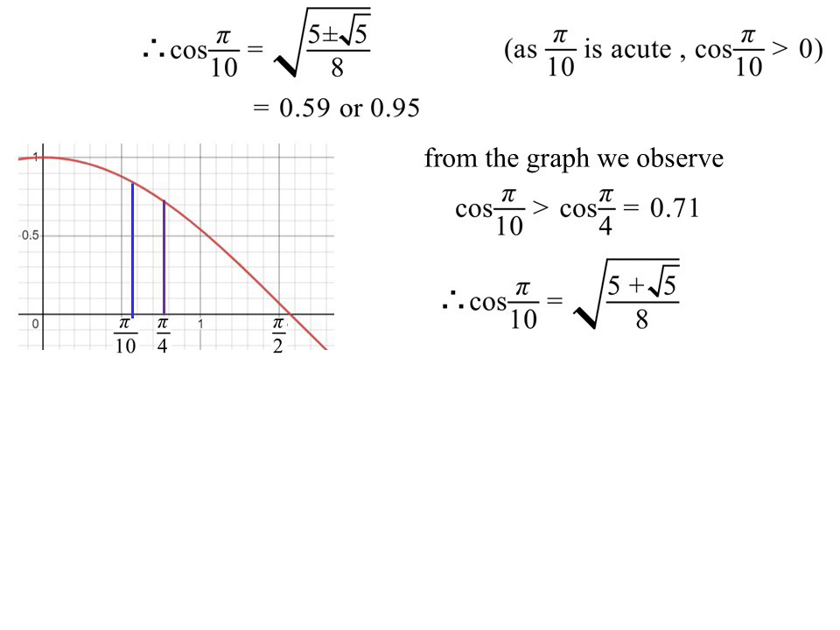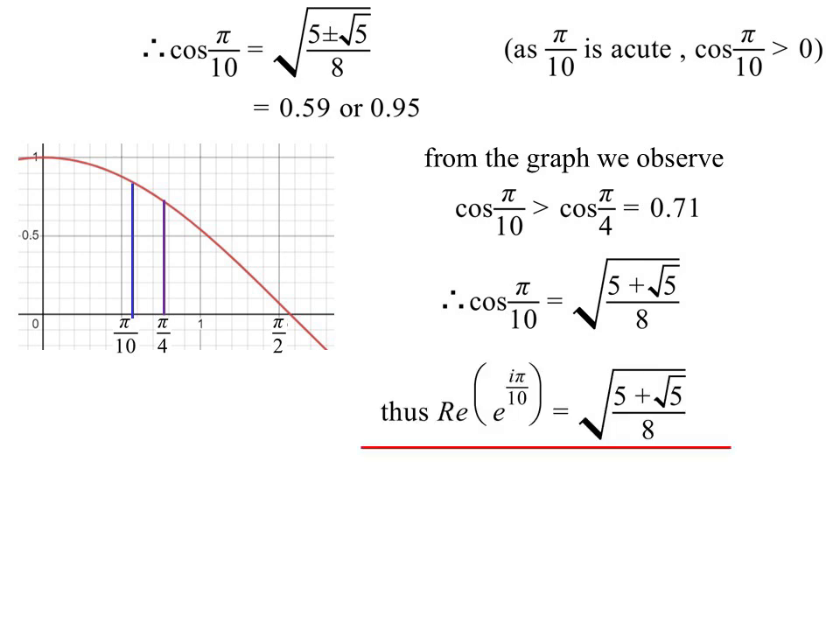That saved me finding all the other solutions to narrow down which one it would be. Just look at the graph and then we can get it. That, of course, wasn't the question that was asked of me. The question that was asked of me was the real part, so I concluded with what they were looking for. The real part of e to the i pi on 10 would be the square root of 5 plus the square root of 5 over 8.